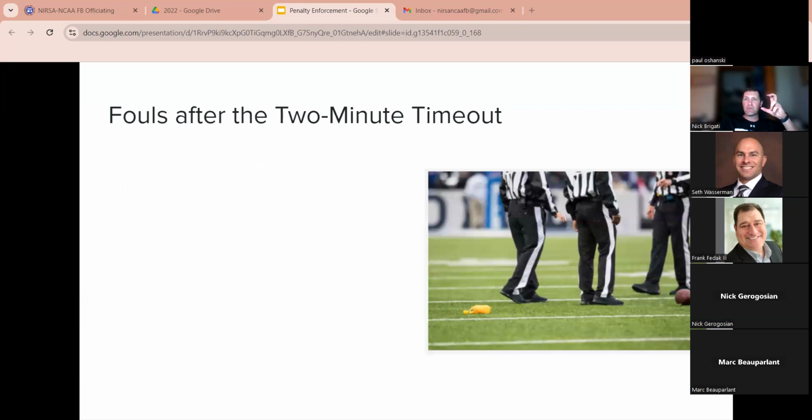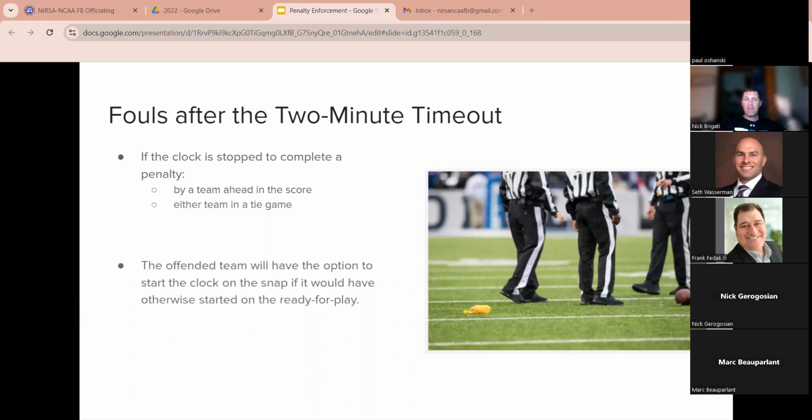So now we've changed some criteria with our timing stuff, and now we're dealing with fouls either before or after the 2-minute timeout. If we stop the clock to complete a penalty by a team ahead in the score, or either team in a tie game after the 2-minute timeout, the offended team retains the option to have the clock start on the snap if it would otherwise have started on the ready. This does not work the other direction. The clock was going to start on the snap, but there's a foul. I can't opt to start it on the ready for play, even if I wanted to do that.